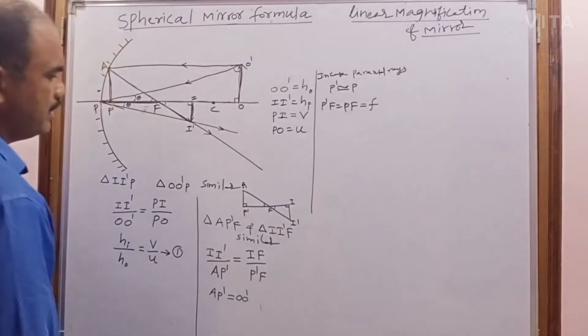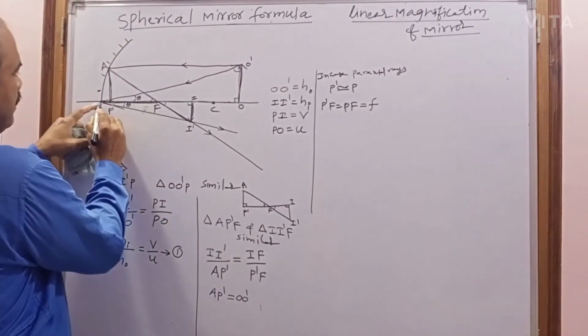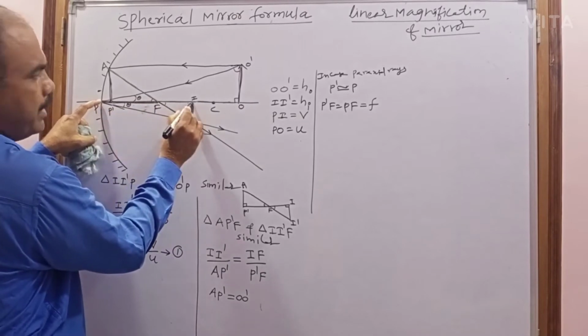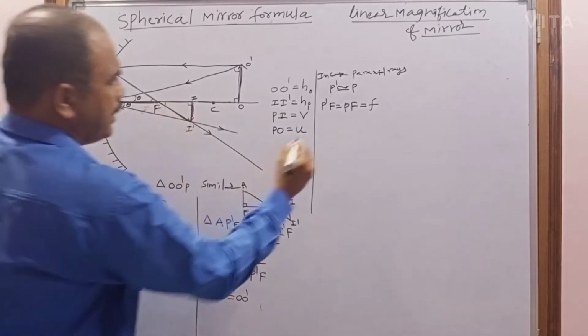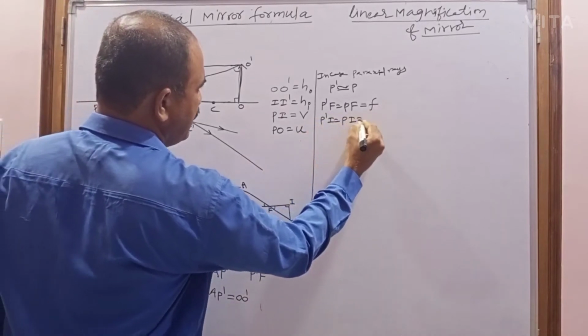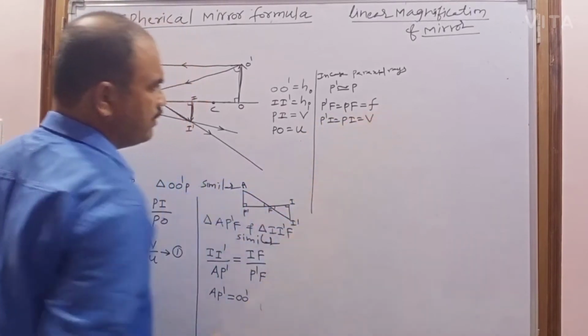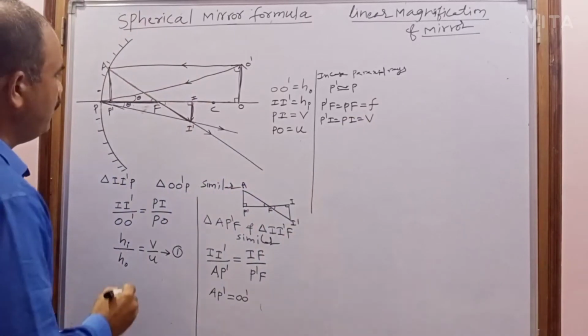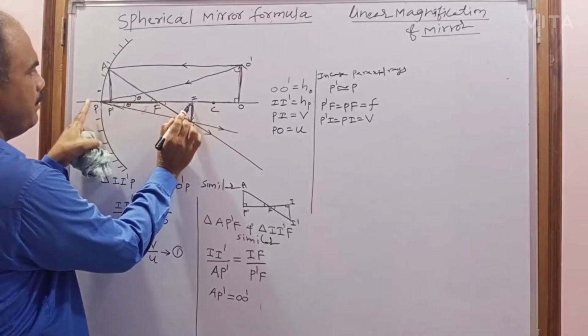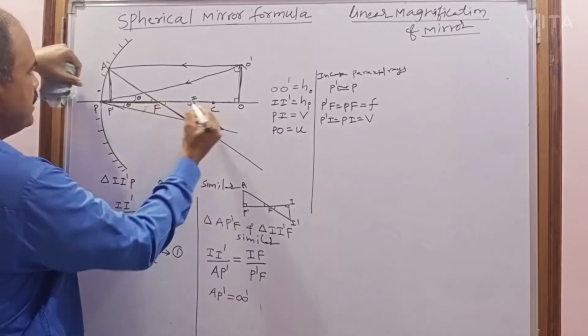And next after that, the distance between the pole to eye. Pole to eye is nothing but the image distance. P dash I can be taken as PI. That is the image distance V. Now IF. This IF can be written in terms of the image distance and focal length.